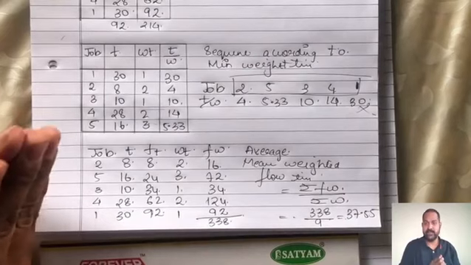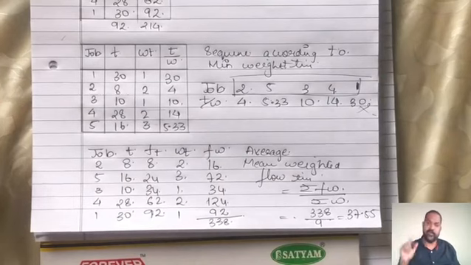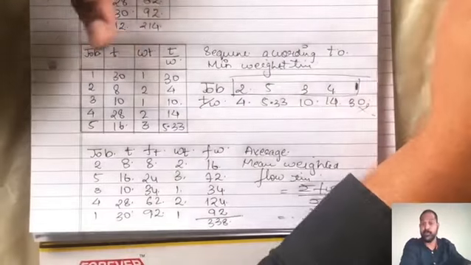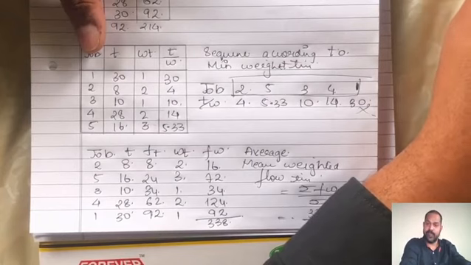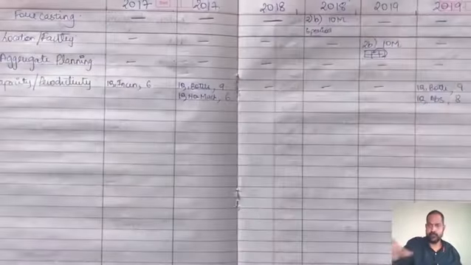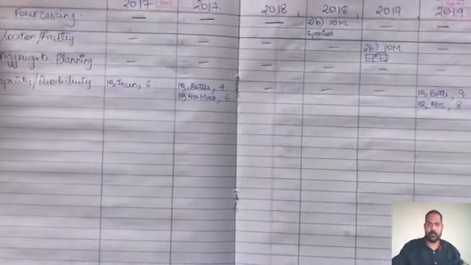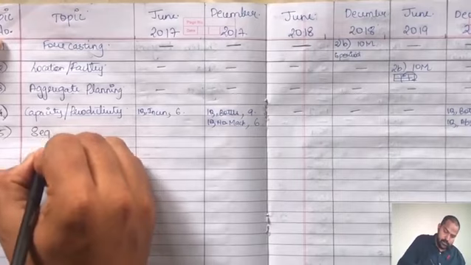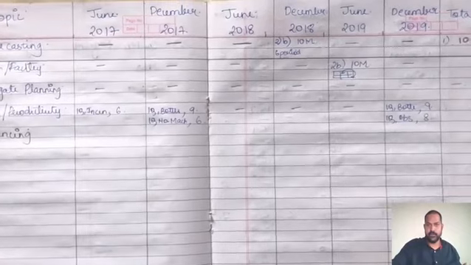This is it. With this, sequencing or job processing is done. As always, with every topic, we check how many marks the topic was asked in the exam. So we go back to question papers and check which paper the topic has been asked how many times and for how many marks. Let's come to the new topic, which is sequencing. June 17, June 18, December 18, and so on.